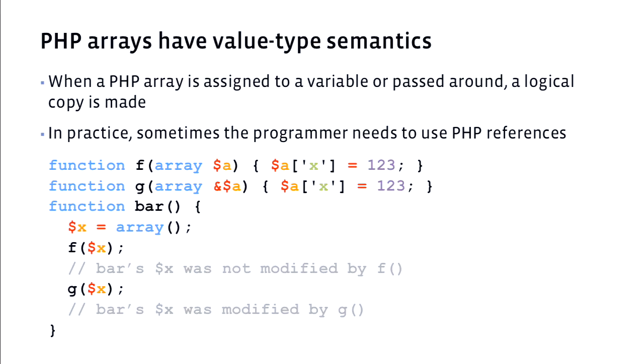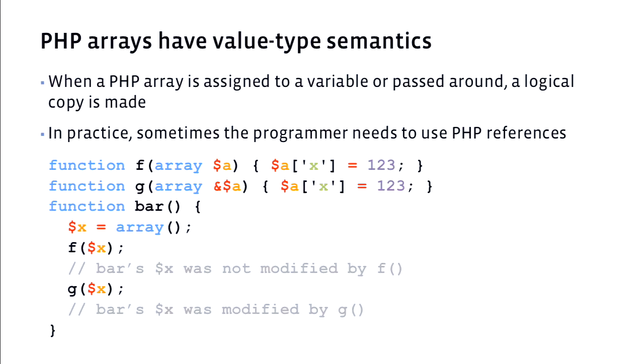Another difference I want to cover really quickly between PHP arrays and Hack collections. PHP arrays have value type semantics, and you don't really need to know the nitty-gritty, but the gist is that when you assign a PHP array to a variable or you pass or return it, a logical copy is made. So the engine is free to optimize that, maybe try to defer the copy, but the point is they're distinct, they're separate copies. And so you'll see I'm passing bars $x to f and g.